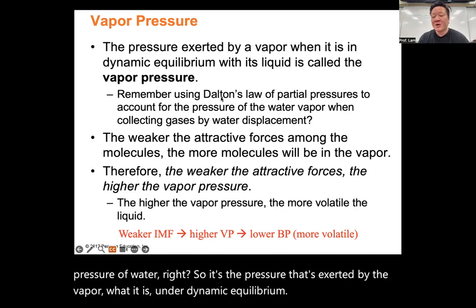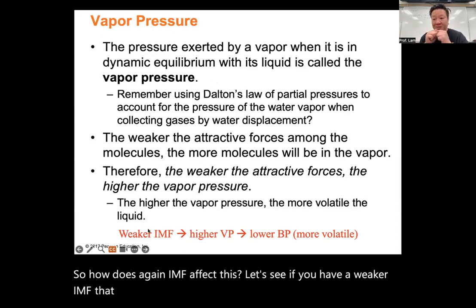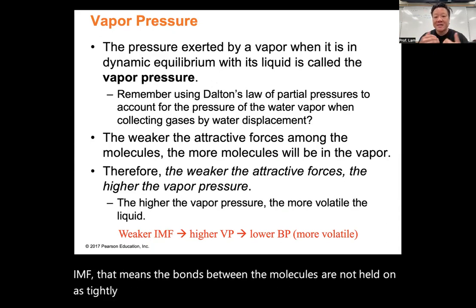So it's the pressure that's exerted by the vapor when it is under dynamic equilibrium. So how does, again, IMF affect this? Let's see. If you have a weaker IMF, okay, that means the bonds between the molecules are not held on as tightly, okay? So it doesn't take that much energy to bring it into the gas phase.